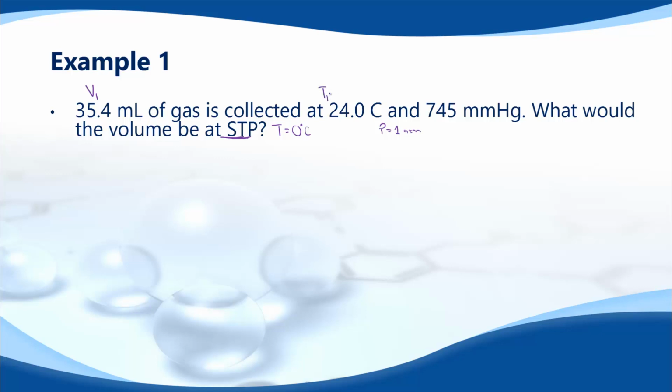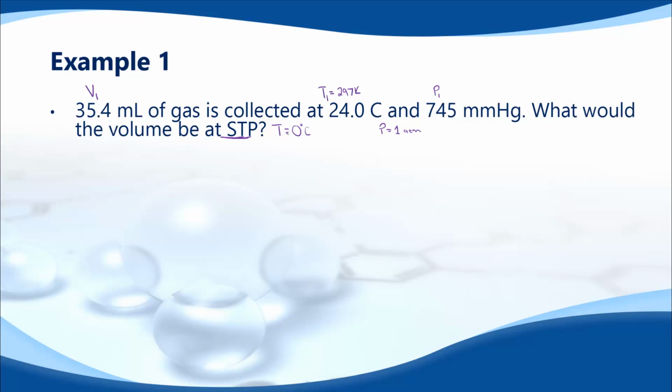This is going to be our temperature 1, and I'm going to do the conversion here. I'm going to add 273 to this. So adding 273 gives me 297 Kelvin. 745 mmHg is going to be P1. Now, for this particular problem, I think it's easier to convert the atmospheres than it is to convert mmHg, so I'm just going to do that.